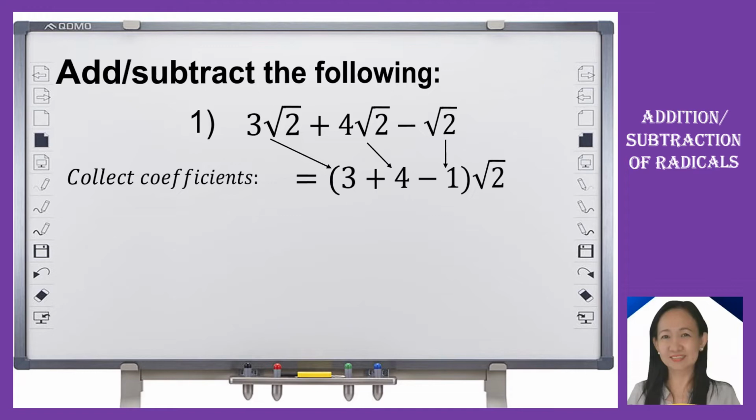So, times the common radical, which is square root of 2. So, 3 plus 4 is 7, minus 1 equals 6. So, 6 square root of 2 is our answer. Have you observed the pattern of combining radicals?